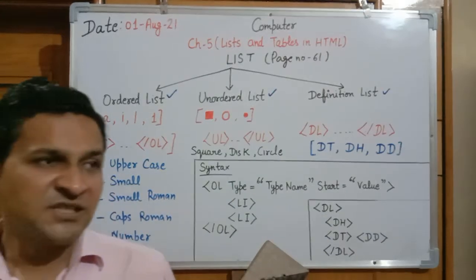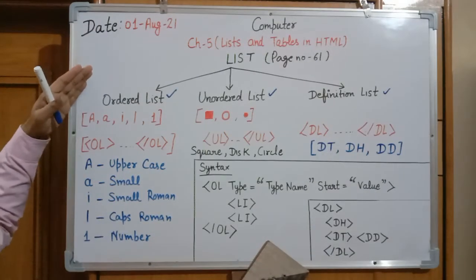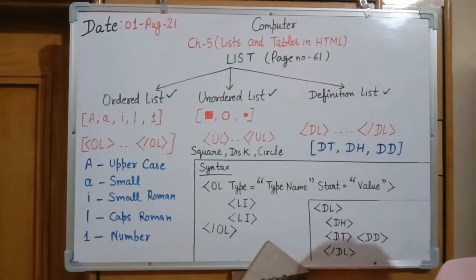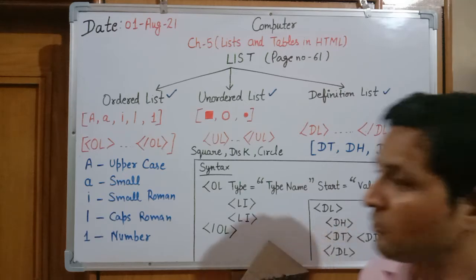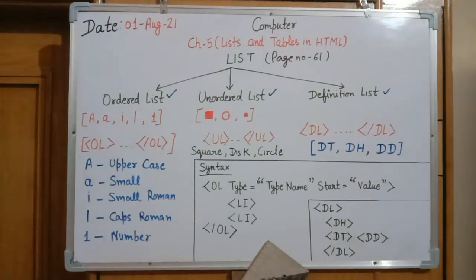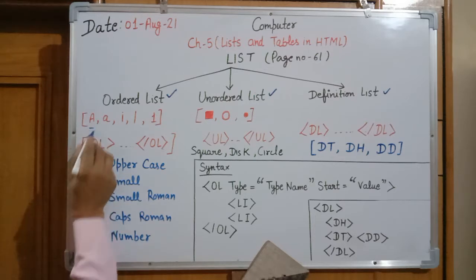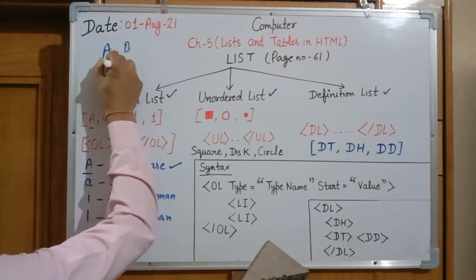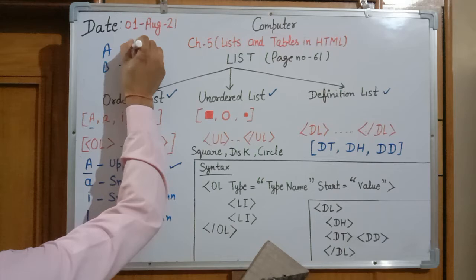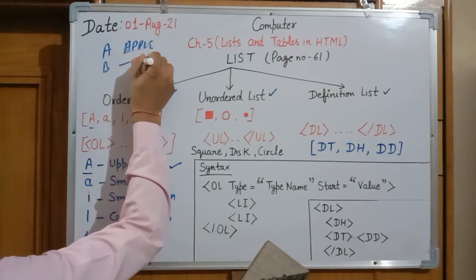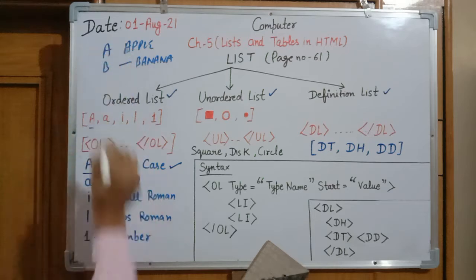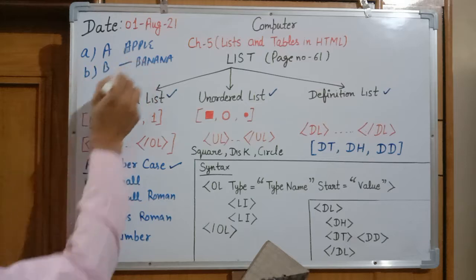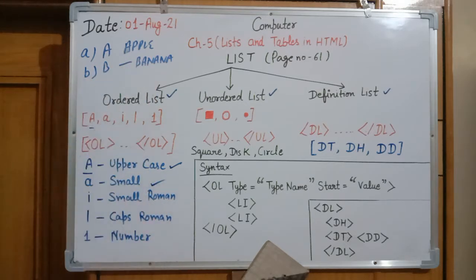Ordered list, as the name suggests, will arrange the items in a sequential order. All the items will be in a proper sequence, and the order of items can be of 5 types. Capital A represents uppercase, like A apple, B banana. This type of list is known as an ordered list. If I want to write in small letters like a, b, c, that is also a type of ordered list.